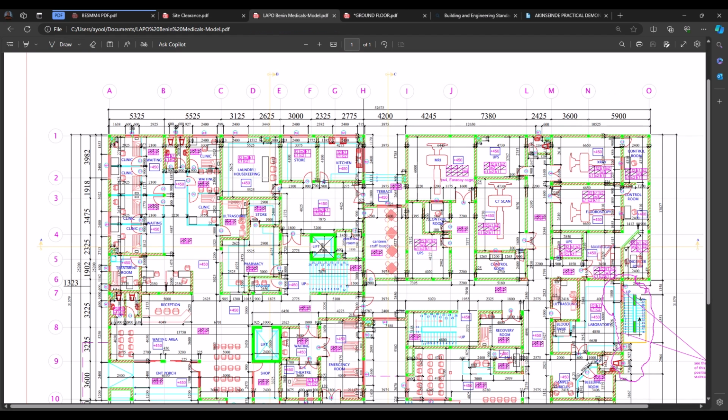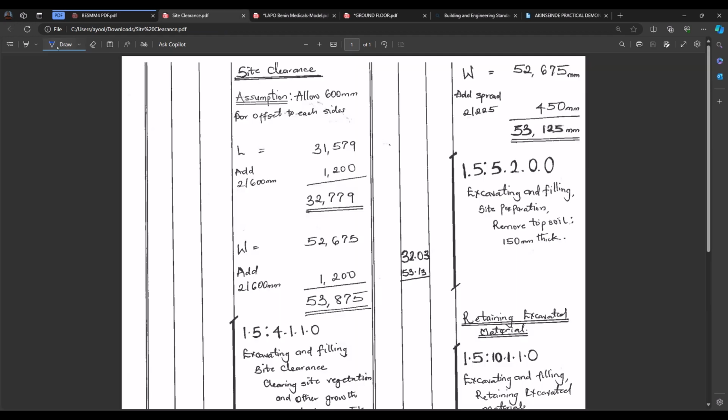So now let's get back to this site clearance. We are going to be considering this as our width and this side as our length. So the x-axis will be the width and the y-axis will be the length. Now the total length for our width is 52,675, and the total length for our y-axis is 31,579. So let's get into the takeoff for site clearance.